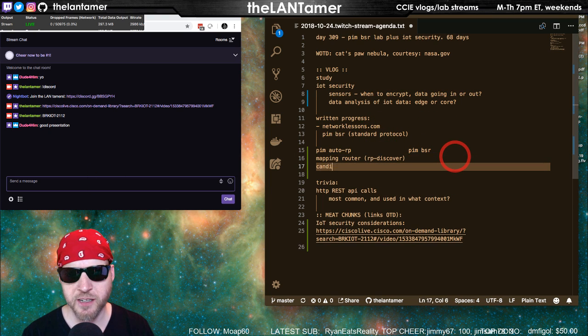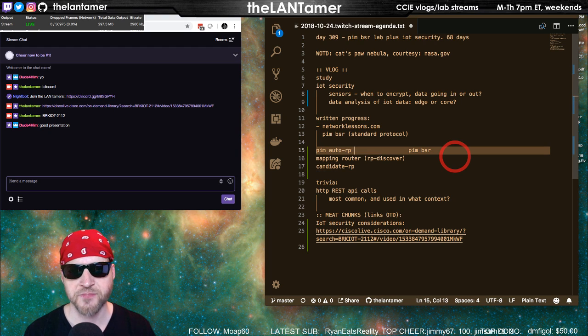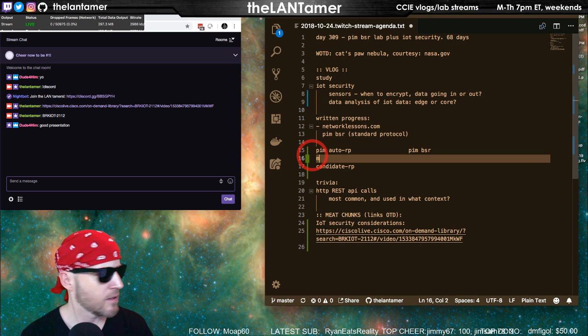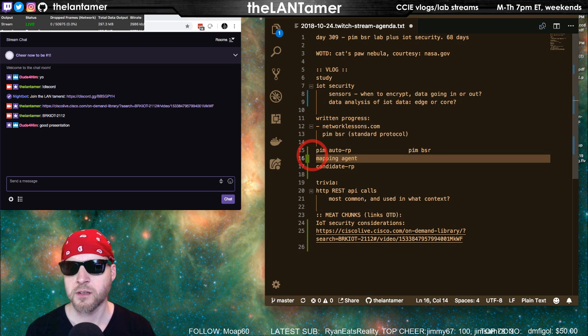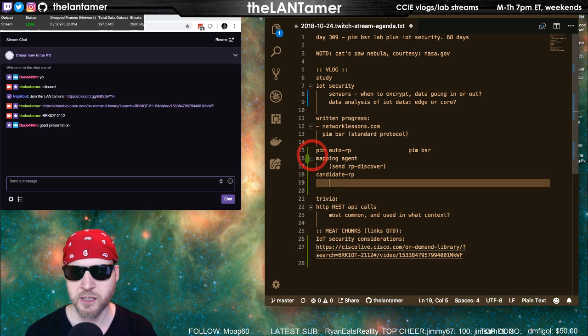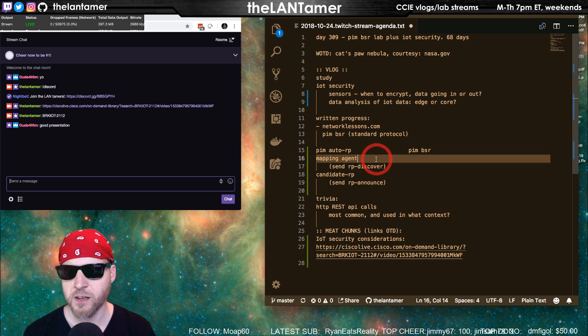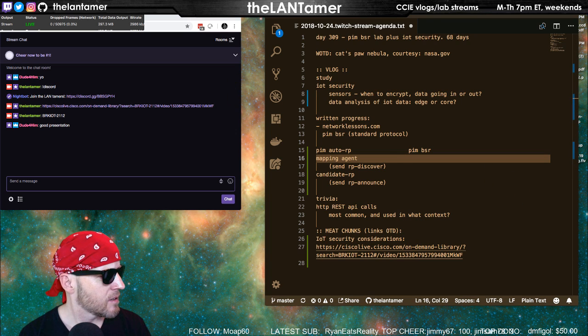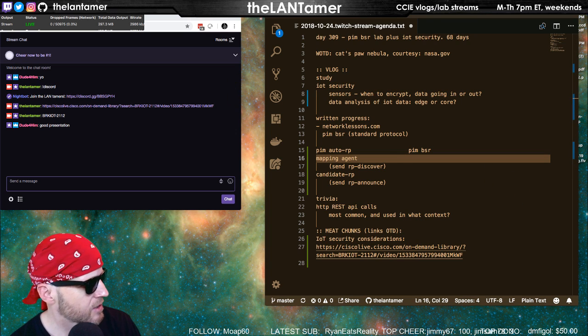So you have a candidate RP, and then you have the mapping agent, right? Or mapping router. Yeah. And the command here, of course, is send RP discover. And the command here is send RP announce, right? However, with PIM BSR, you have, let me make sure I'm telling the correct thing here.